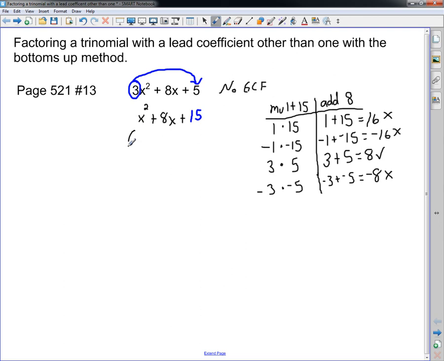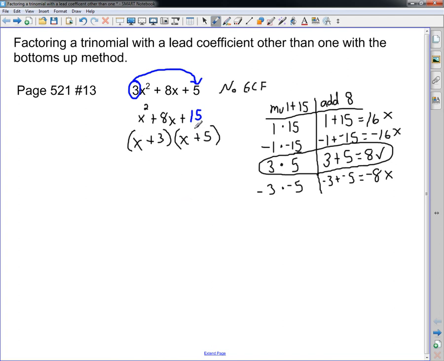So I'm going to go ahead and get my two binomials set up. Remember, we're undoing FOIL, so we're going to have two binomials here. The x squared breaks down into x and x. Now the numbers that go inside here are the numbers we found that work as our combination. So I found a positive 3 and a positive 5. So that's a plus 3 and a plus 5.